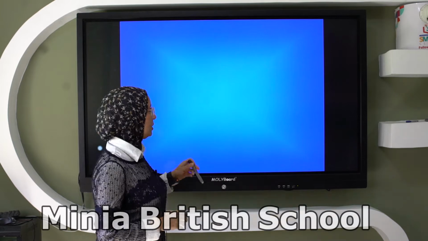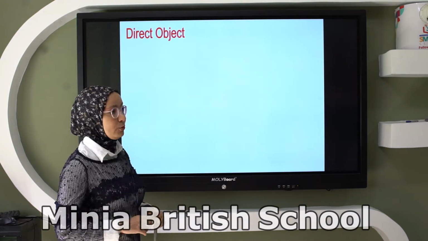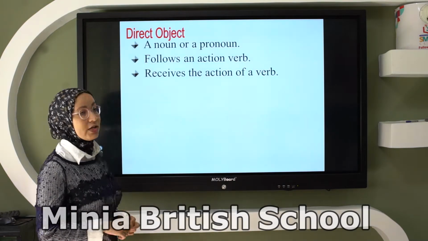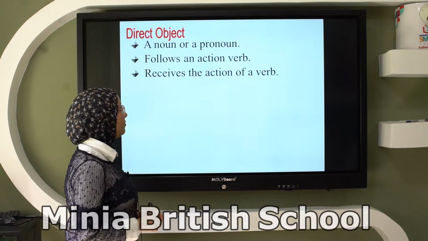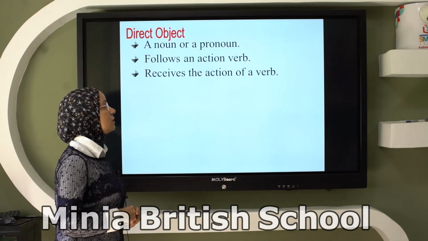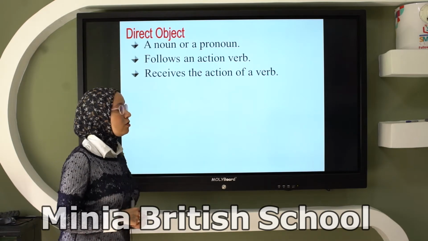Now just direct object. First, what is a direct object? A direct object is a noun or a pronoun that follows an action verb and receives the action of the verb.